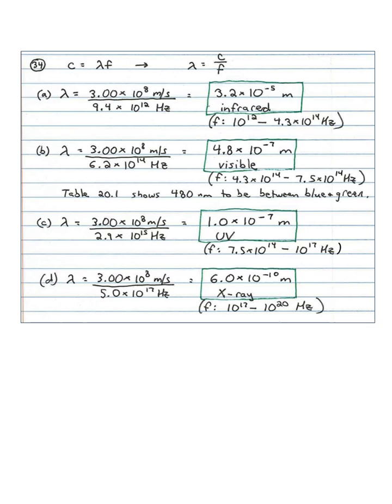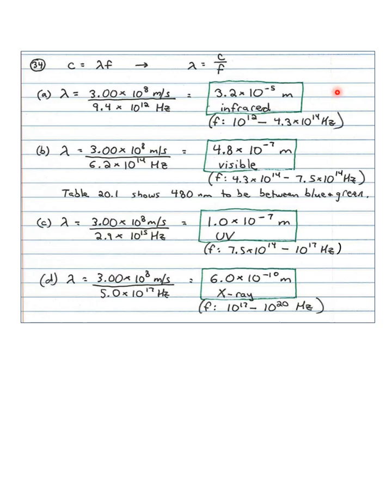Number 34 says for electromagnetic waves with each of these frequencies, find the wavelength in a vacuum. In what region of the electromagnetic spectrum does each lie? So part A, we're going to use the formula that we used in the previous problem. Lambda is speed of light divided by frequency. And we plug in that first frequency, which is 9.4 times 10 to the 12th hertz. And we get 3.2 times 10 to the negative 5 meters.